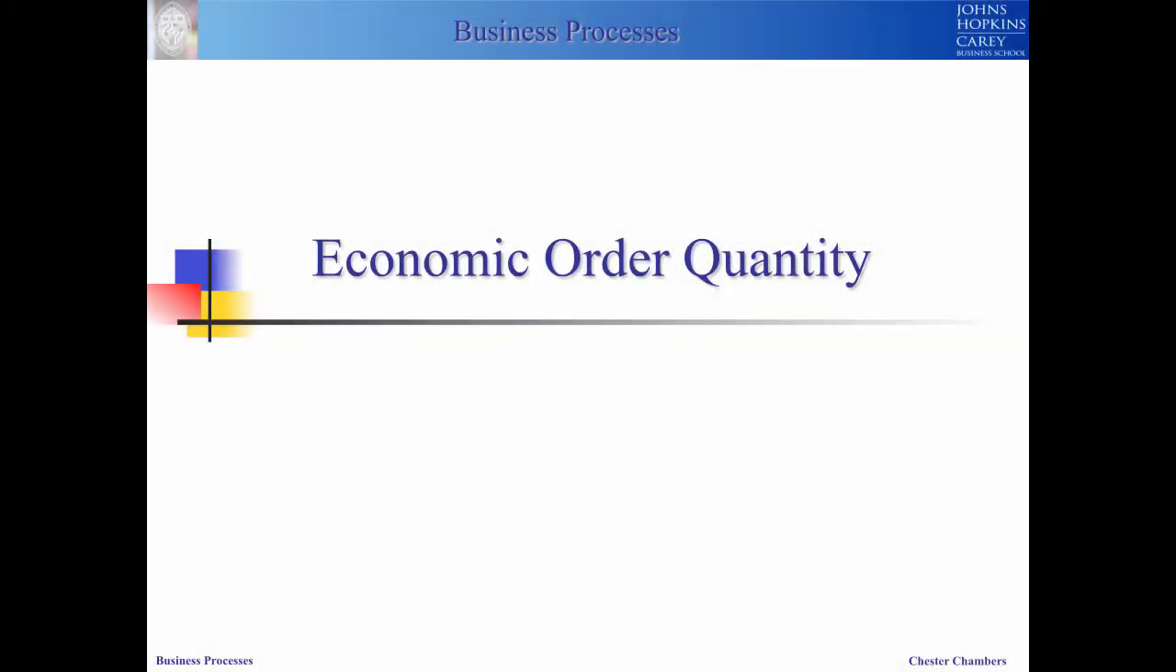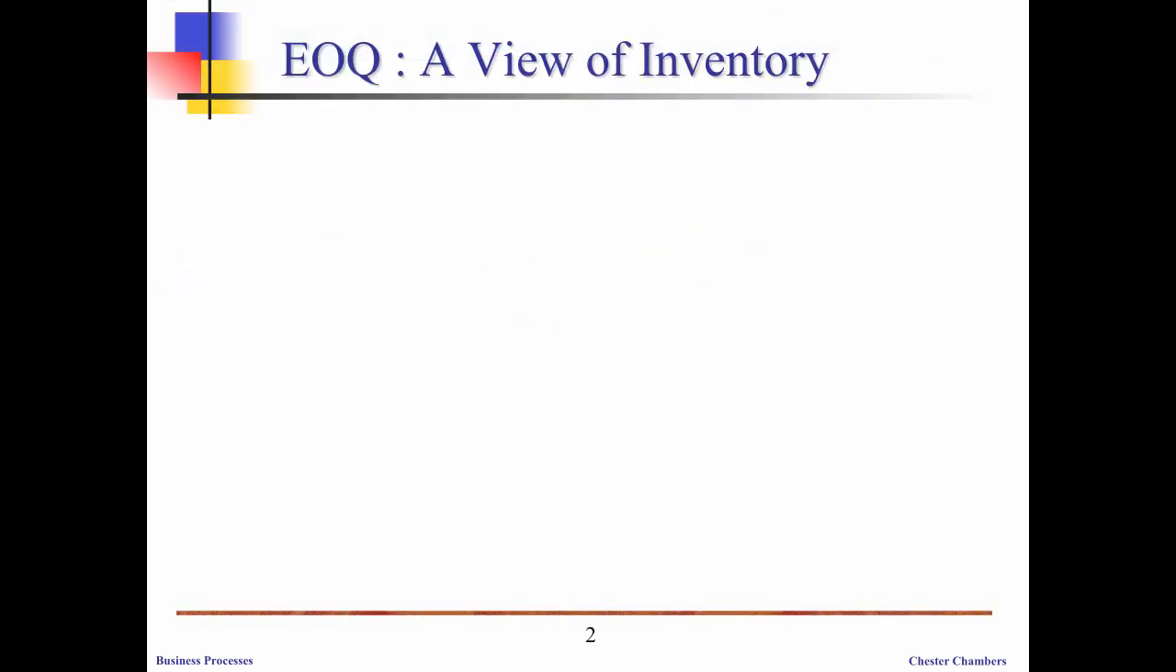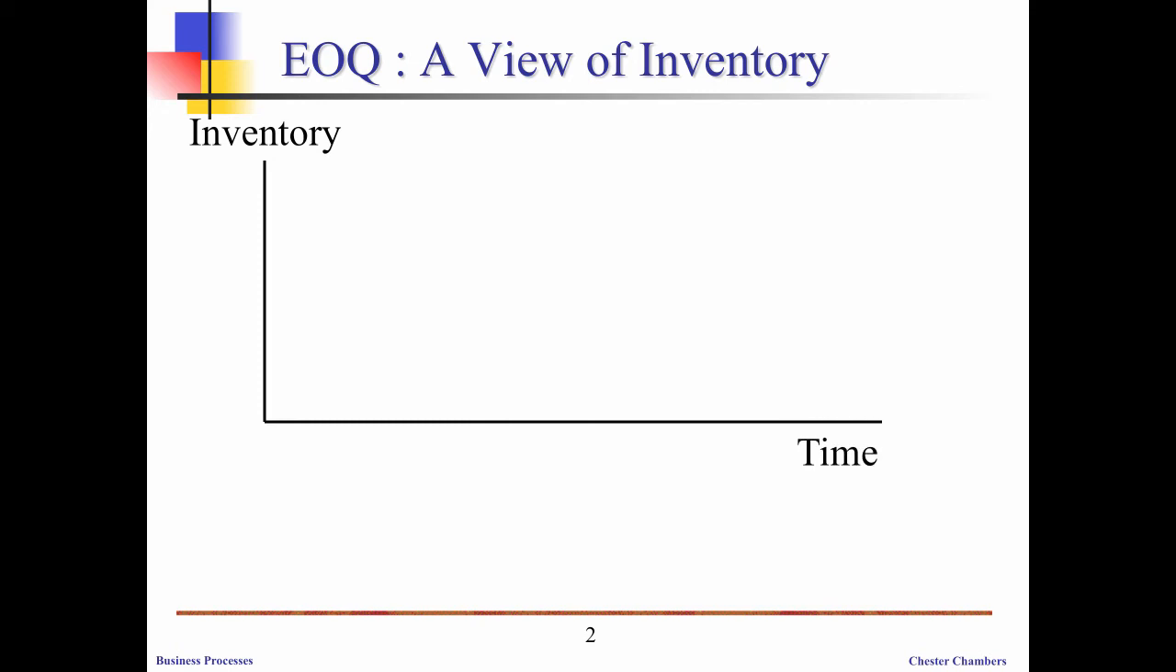Today, we focus on the cost associated with maintaining inventory for a single product when demand is constant. For example, when we know that annual demand is some amount D, and buyers arrive at a fixed rate. Consider the level of inventory for such a product, and the evolution of this inventory level over time.